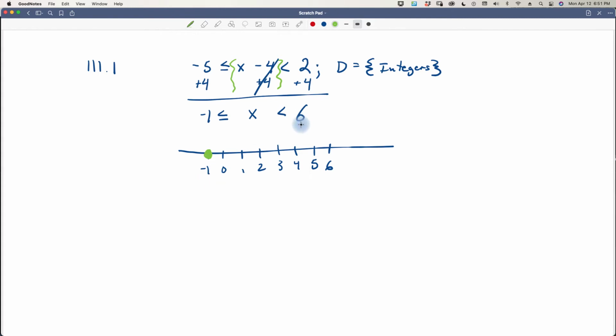All right, let's look at this side. X is less than 6. 6 is an integer, so we can't include it. And we can't include the line between 5 and 6 because it's for integers. But we can include 5 because 5 is less than 6. So we need to graph all of the integers between -1 and 5. And that is how we would graph this statement.